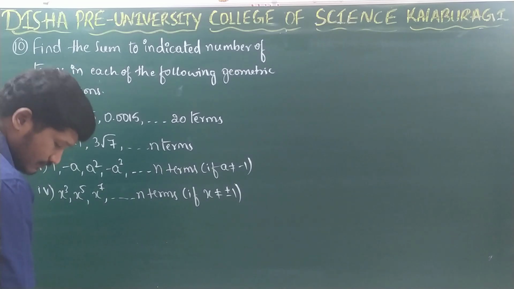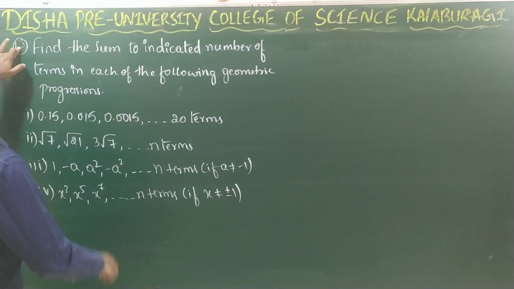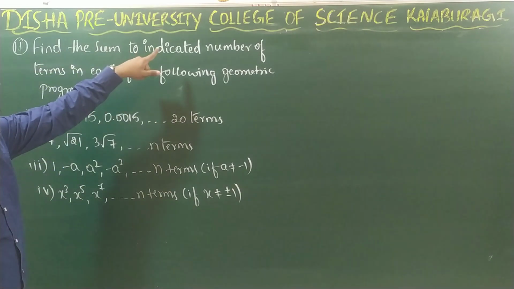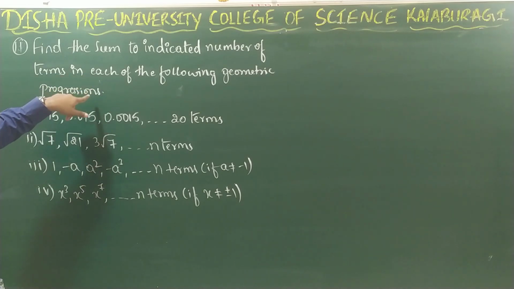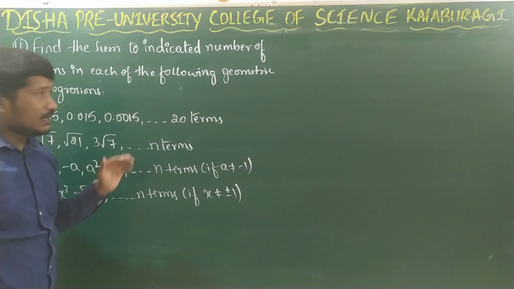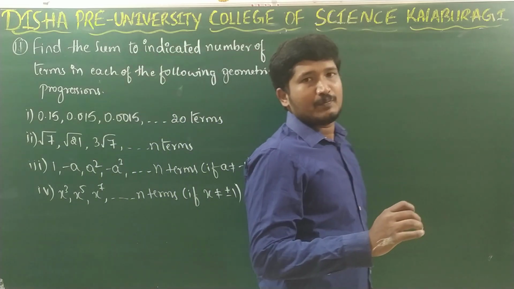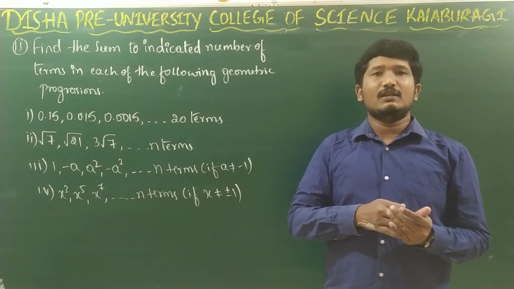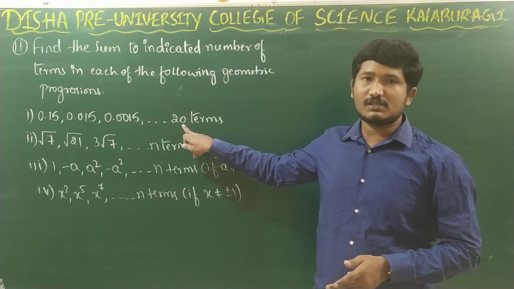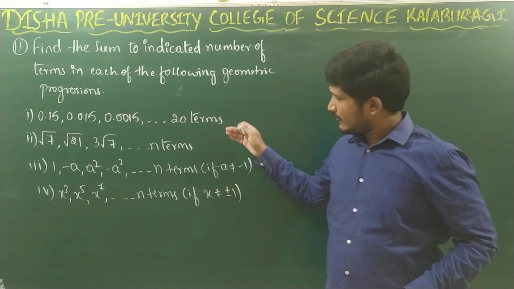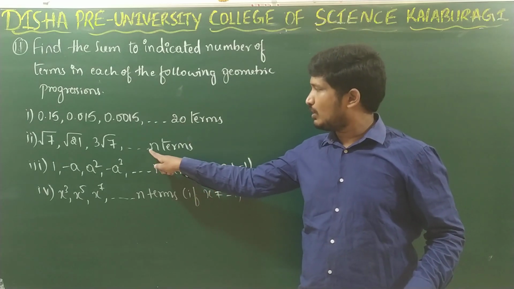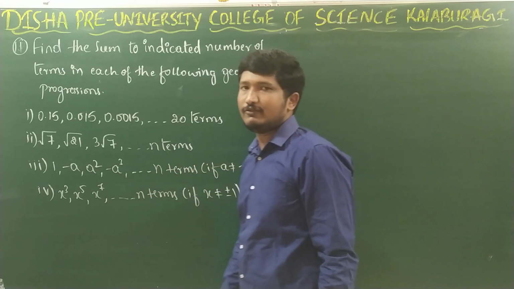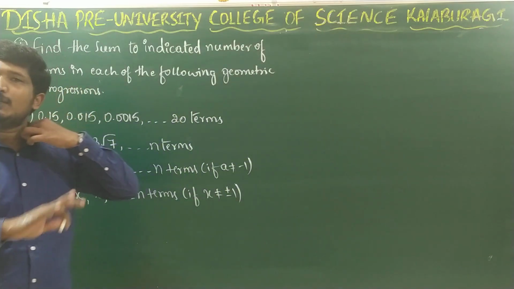The next problem, question number 11. Find the sum to indicated number of terms in each of the following geometric progressions. It is same as the previous question. We are given 4 geometric progressions. We have to calculate their sum to, first question is sum to 20 terms, that is S20, and all the 3 remaining questions are what? Sum to how many terms? N terms. That is, you have to calculate the value of Sn. It is same as the previous question.